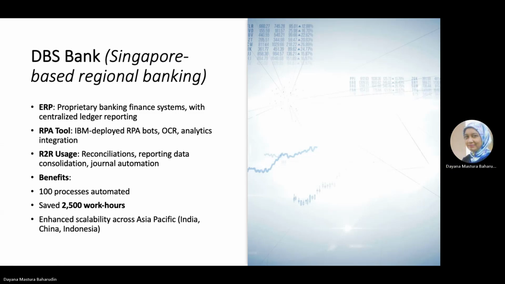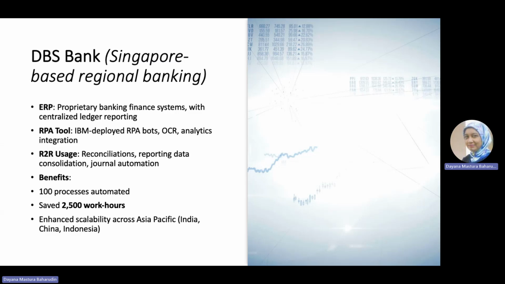ERP system. Okay, this would be a bit tricky because banks have their own finance systems. Even just look at the ATM machine, and even the online banking system, it's all different. So you can imagine all their ERP systems will be different. Okay, as long as it works, the benefit should shine across the users. Okay, then we have the RPA tool.